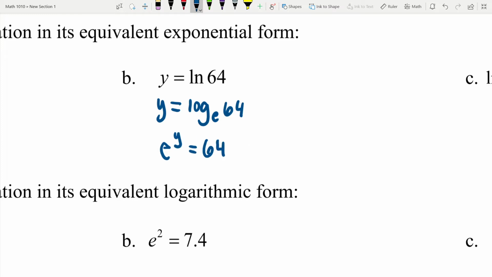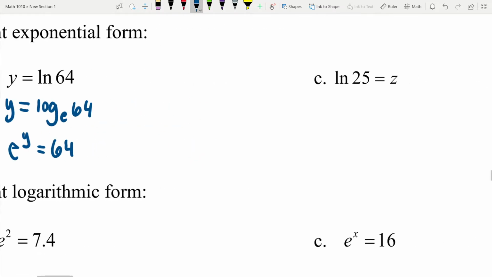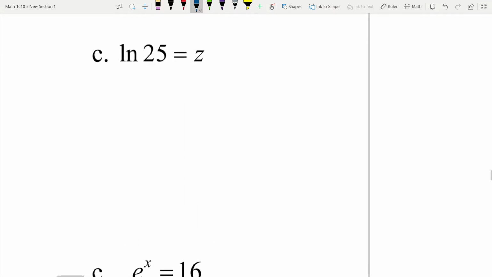See, it's just manipulating. That's all it is. Literally, that's all logs are. Is you take something and you start messing with it according to the rules. That's all it is. You just have to know the rules. Okay, look at this one. Log base e of 25 equals z. You do it.